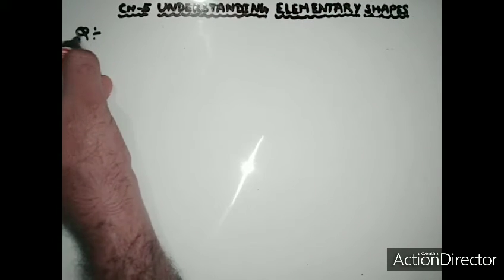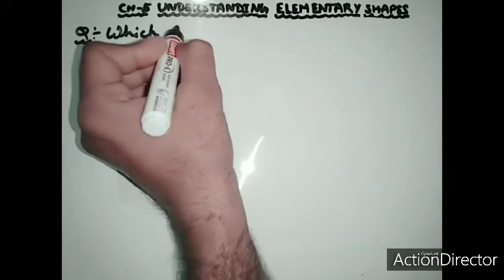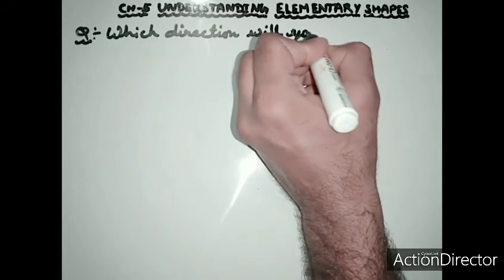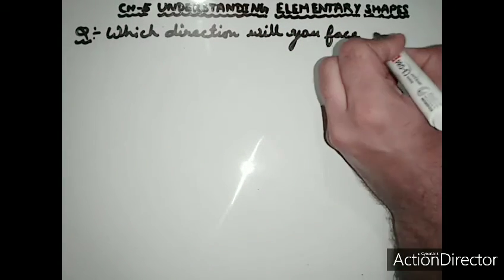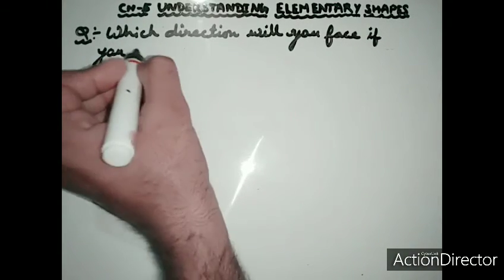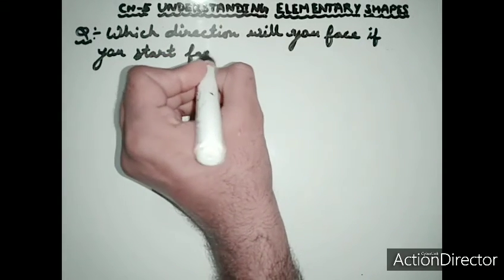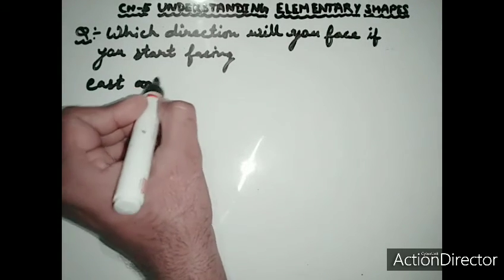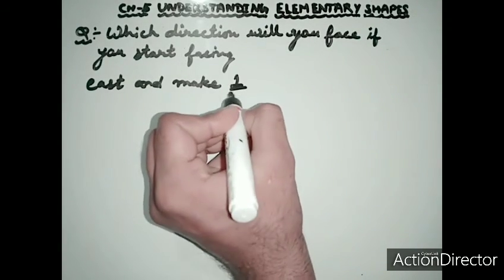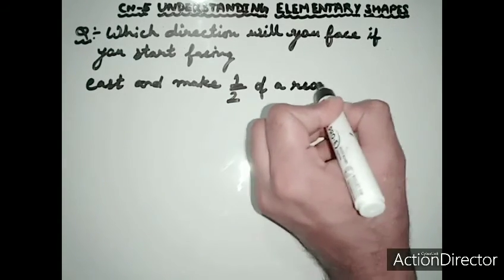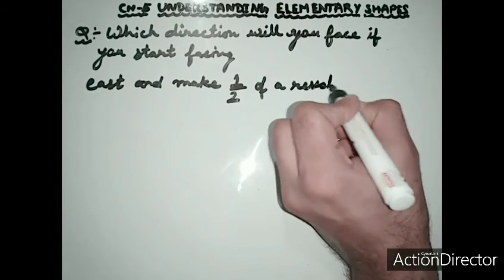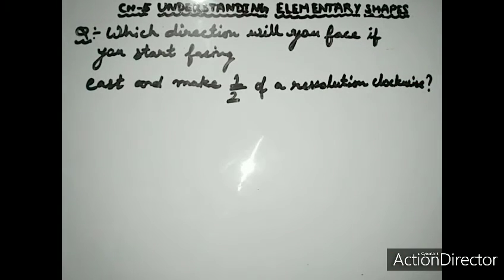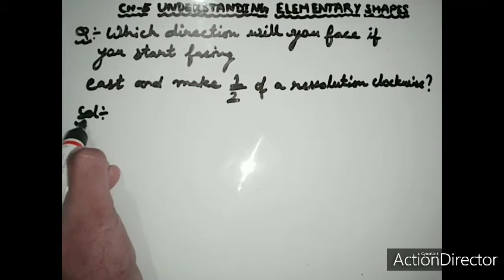Now here we take the next question. Which direction will you face if you start facing east and make half of a revolution clockwise, right?